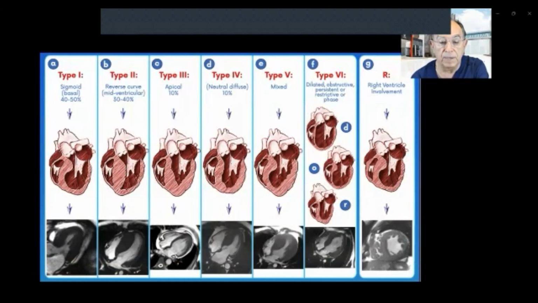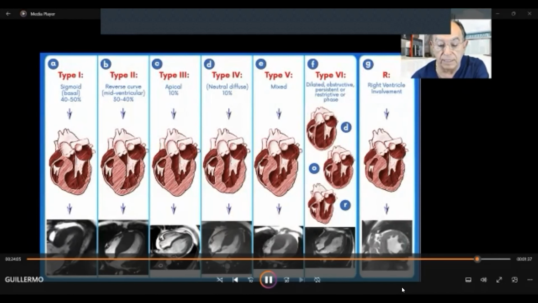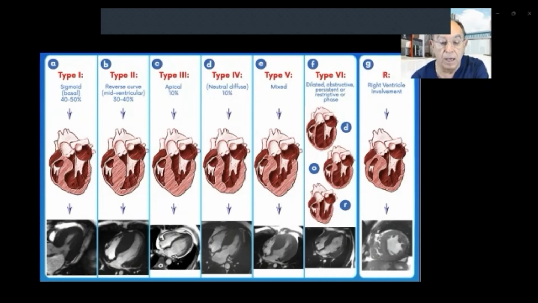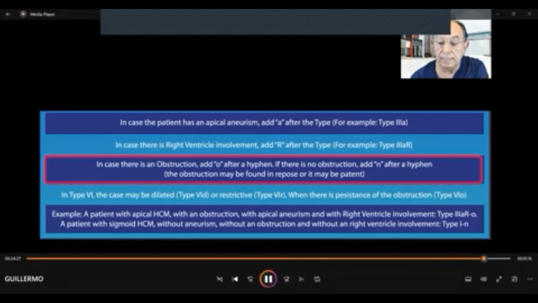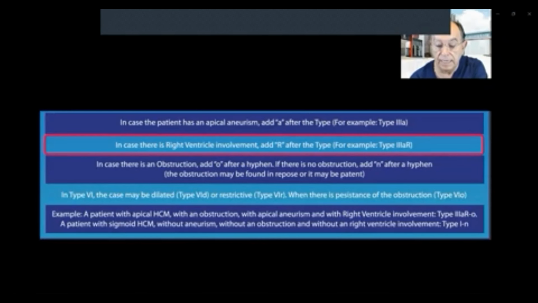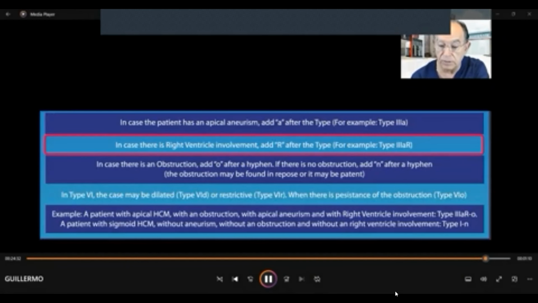We decide that if the patient has type 1 and has obstruction, we add the letter O after the type 1. For example, it is type 1 O if the patient has obstruction. And if the patient has an aneurysm, we can add the letter A. If the patient doesn't have obstruction, you can use the letter N, and you can use the capital letter R in patients with involvement of the right ventricle in this kind of patients.